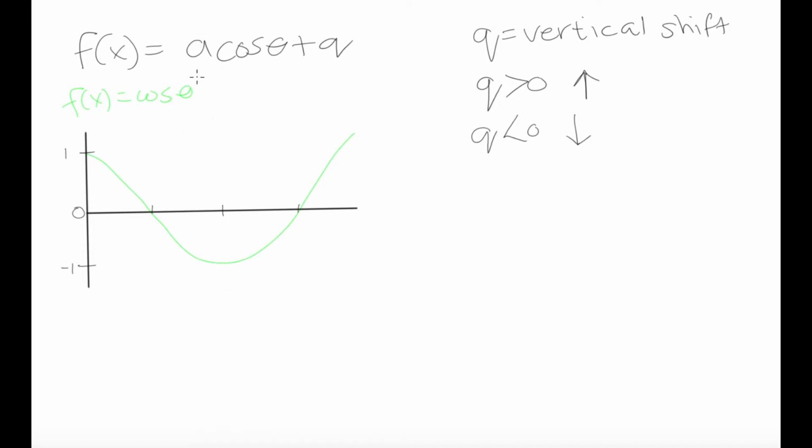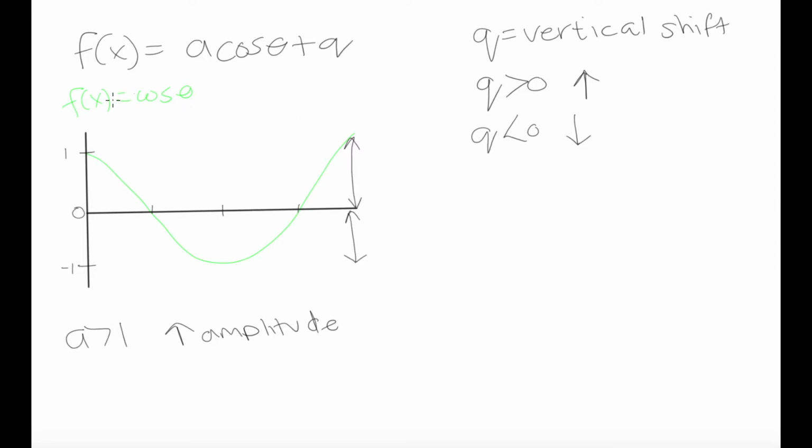A is going to affect our amplitude. So if we are going to have an A value greater than 1, we are going to increase the amplitude of our graph. And to recap, the amplitude of this graph is going to be the distance from baseline to the crest of the wave. So it can be this distance here, or the distance from baseline to the trough of the wave. So it can also be this distance here, and these are meant to be the same value.